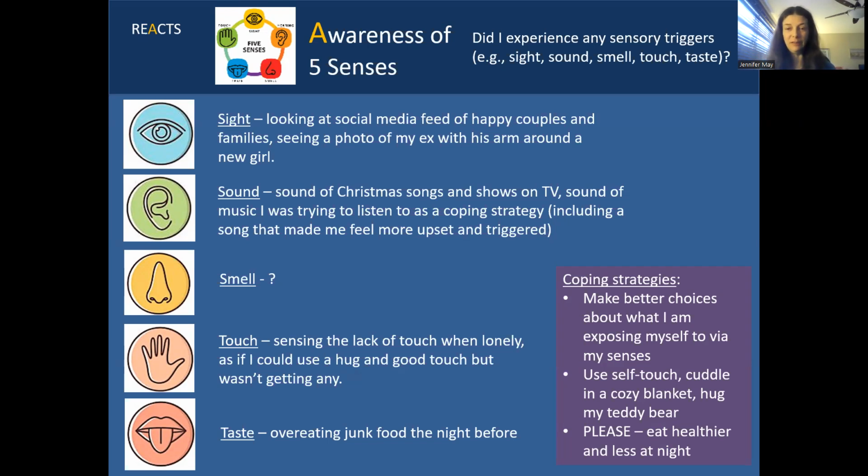PLEASE, this is a DBT skill to reduce vulnerability to negative emotions using the mind-body connection. So it stands for taking care of physical illness, managing, balancing your eating, avoiding mood-altering drugs, balancing your sleep and exercise. So that had to do with my eating a lot of junk food the night before. So it wasn't balanced eating. And then it led me to have a stomach ache and feel even worse the next day. So maybe eat healthier or eat less at night could be part of my taste problem solving.